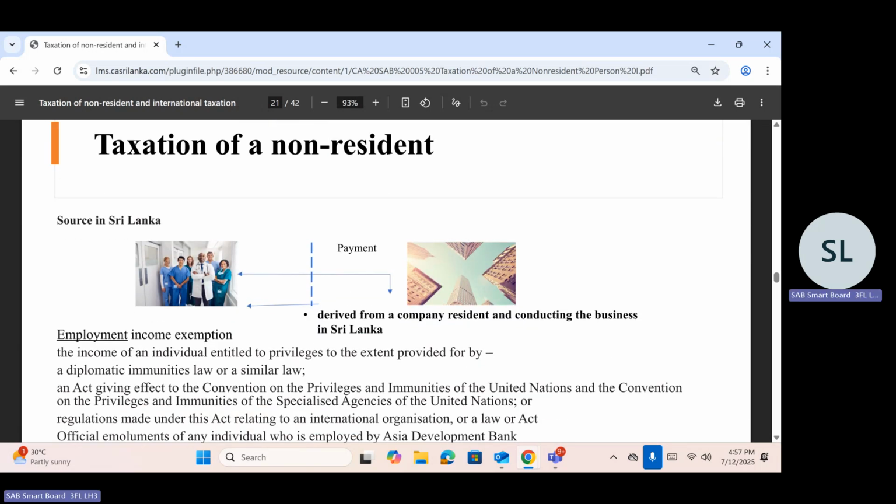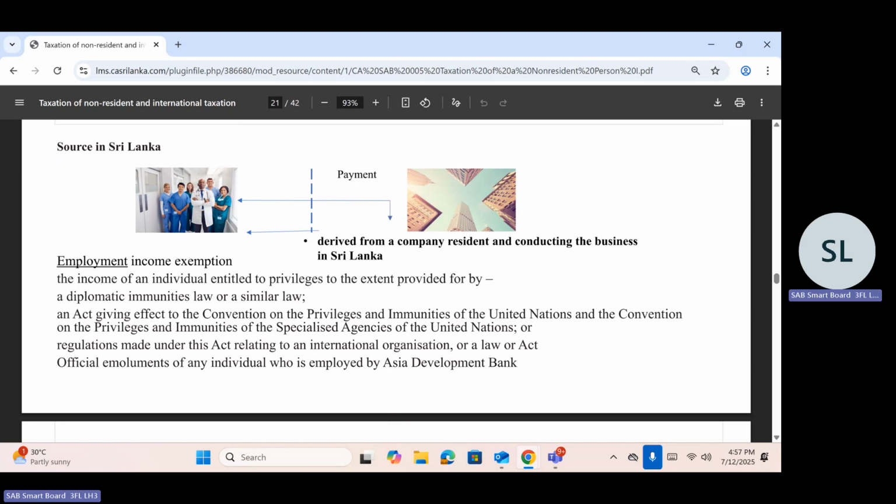But there is some income that is exempt, even employment income. The income of an individual entitled to privilege to the extent provided by the diplomatic immunities law. In that case, that employment income is exempt.